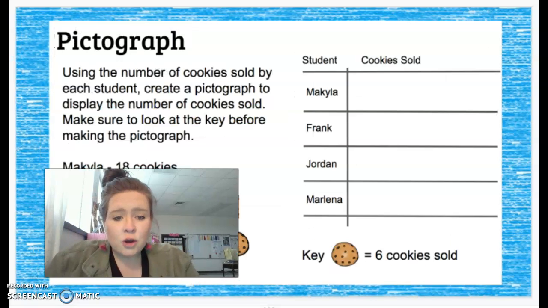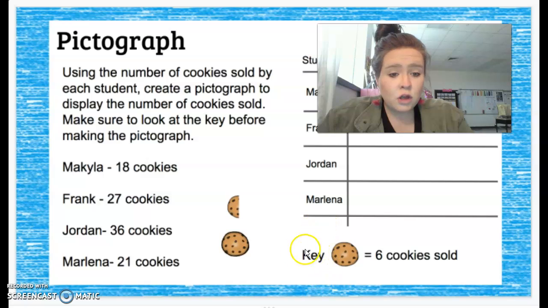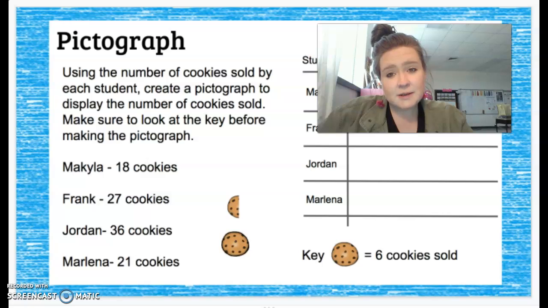And then you're going to be doing a pictograph. Down here, it's important to know the key. A key equals 6 cookies. So if you don't have an even 6 cookies being sold, here's your half cookie. What is this half cookie going to represent? Good. That half cookie is going to represent 3.